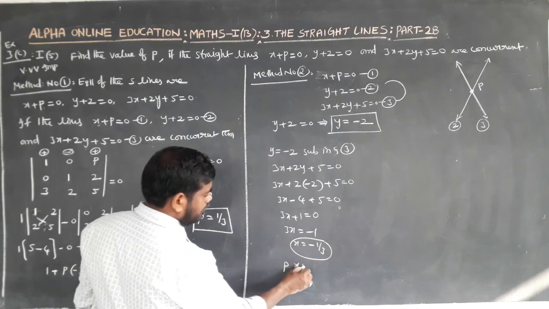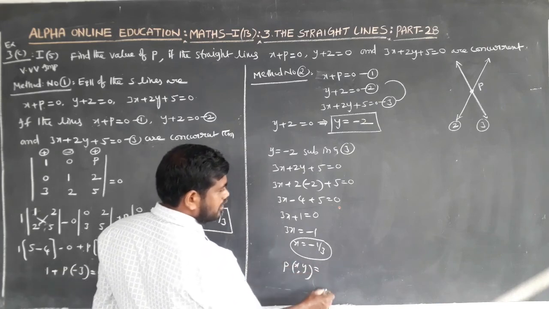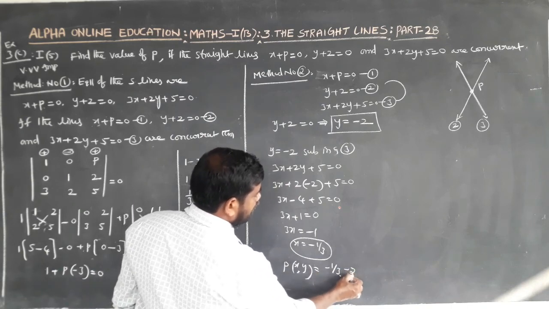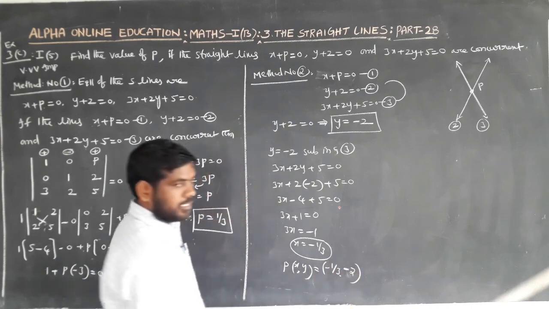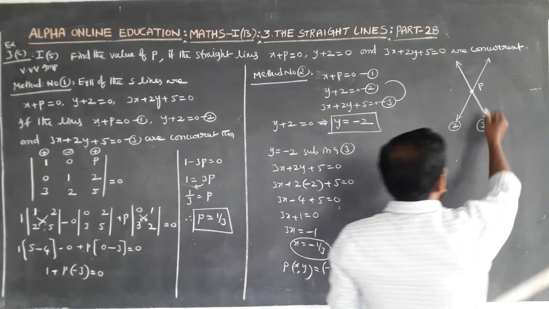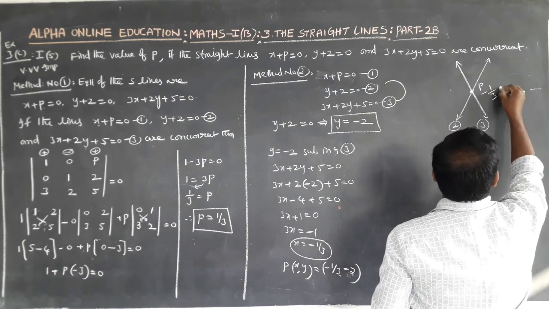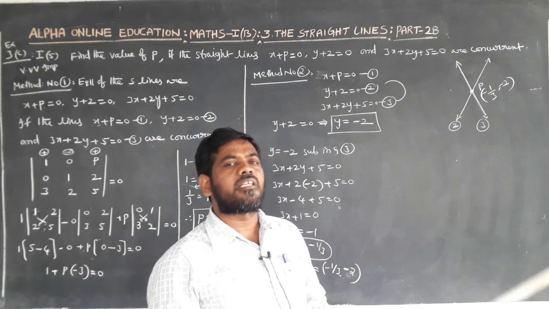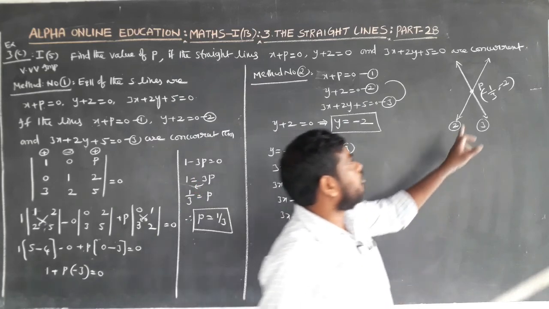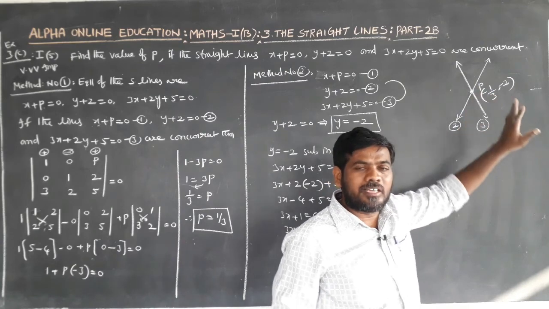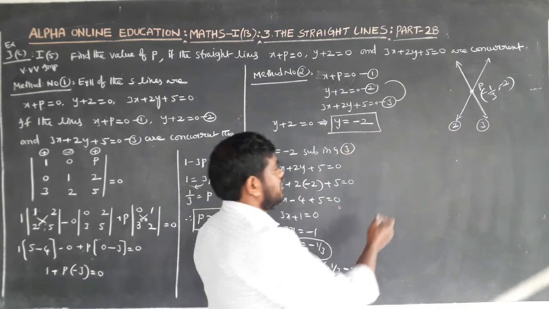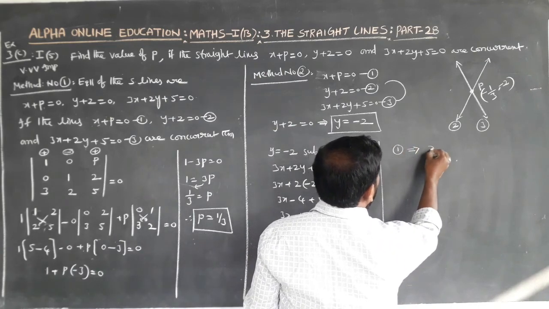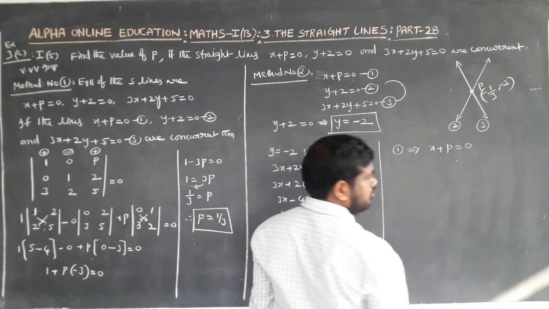The point of intersection of lines 2 and 3 is (minus 1 by 3, minus 2). This is the point of intersection of the two lines. Since the given lines are concurrent, the point of intersection of the two lines satisfies the third equation.